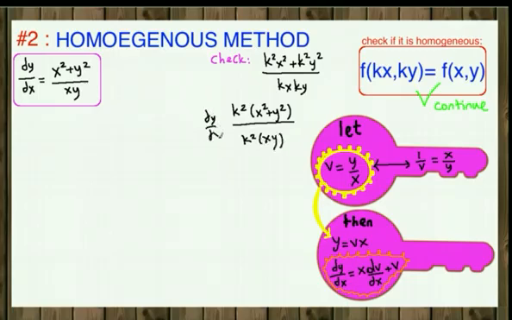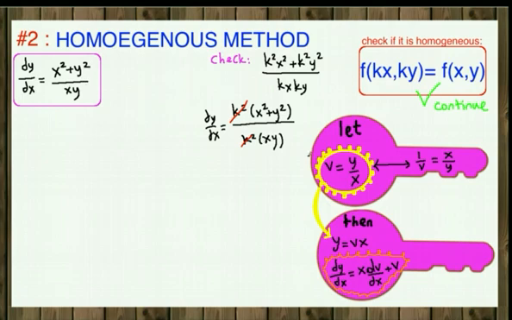Again, dy dx equals this. Now we can cancel out k squared. Now you're going to realize that this is equal to our original function. So we pass for homogeneity. Now we can start solving the differential equation.